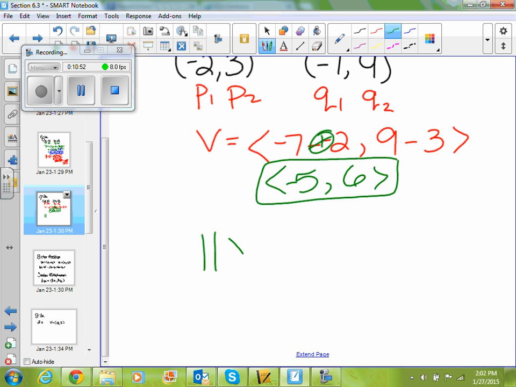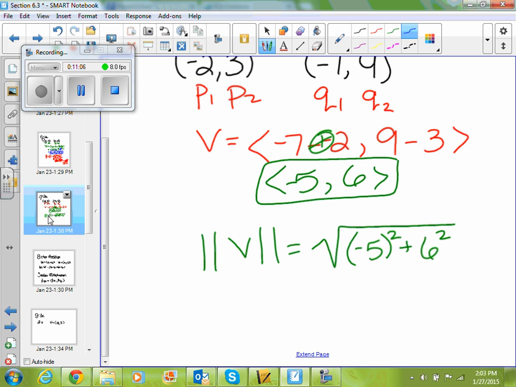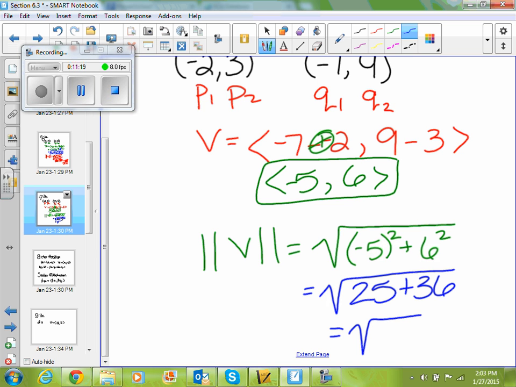To then find my magnitude of my vector, I take the square root of my first term squared, so -5 squared, plus my second term squared, so 6 squared. Well, -5 squared is 25. 6 squared is 36. 25 plus 36 gives me 61, which is not a perfect square, so you just leave it as the square root of 61.